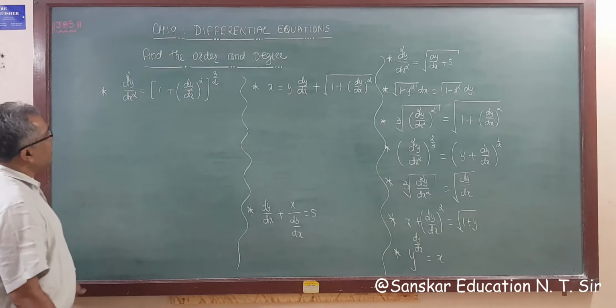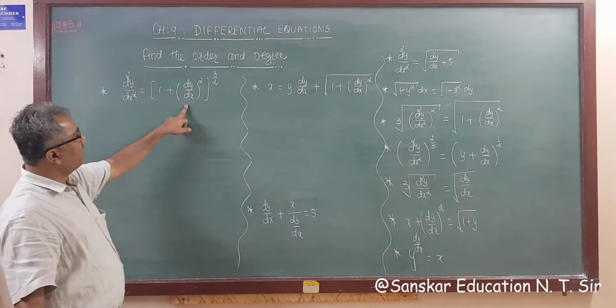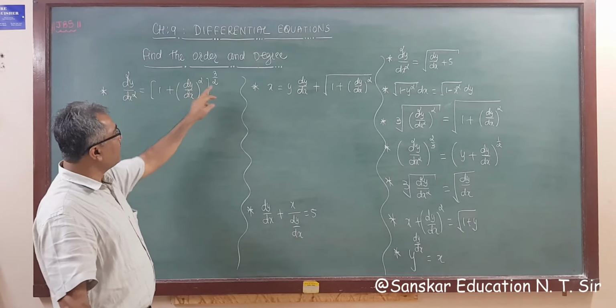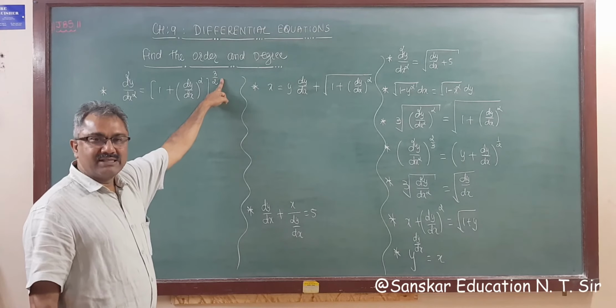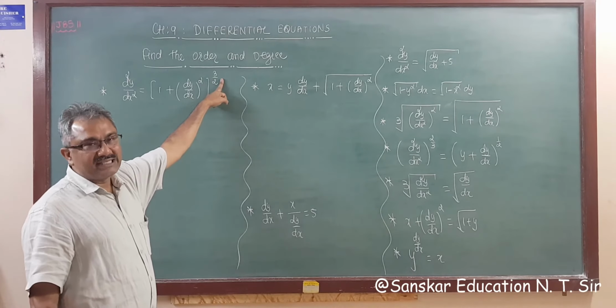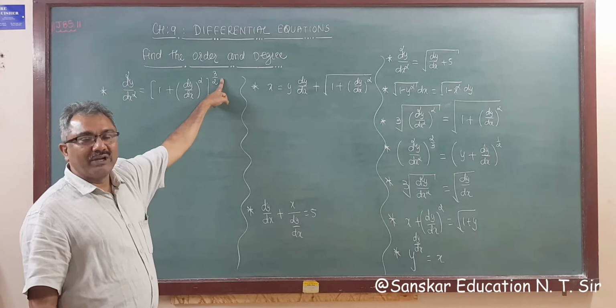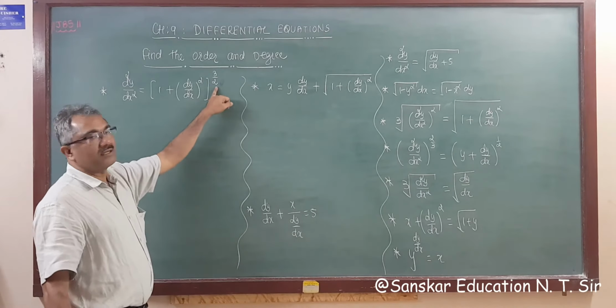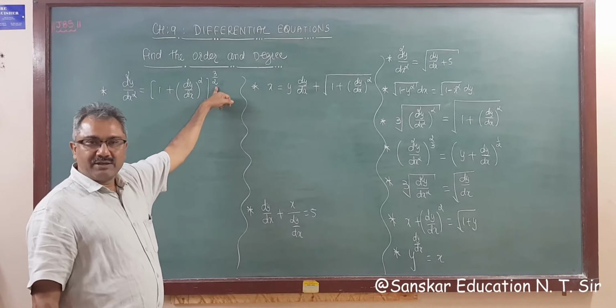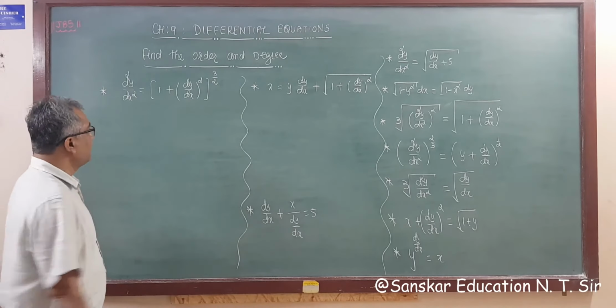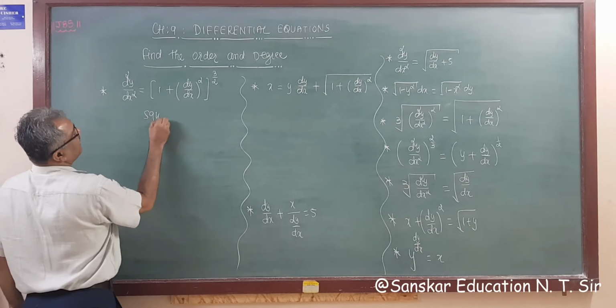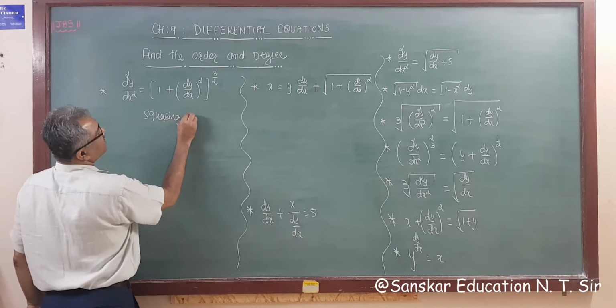Question is given d square y by dx square is equal to 1 plus dy by dx whole square whole to the power 3 by 2. You know, आपको एक बात पता है कि जब डिग्री और ऑर्डर डिसाइड करते हैं तो पावर जो है वो इंटीजर ही होना चाहिए, तो ये इंटीजर नहीं है तो हमें इसको इंटीजर करना पड़ेगा. This is 3 by 2 means we have to square both sides. If we square both sides, what we get?